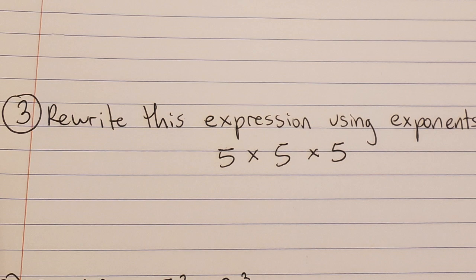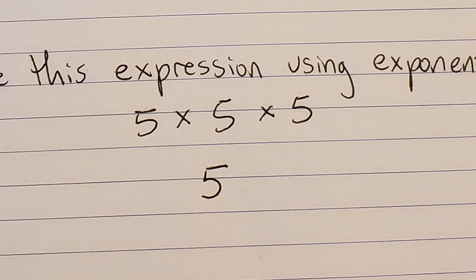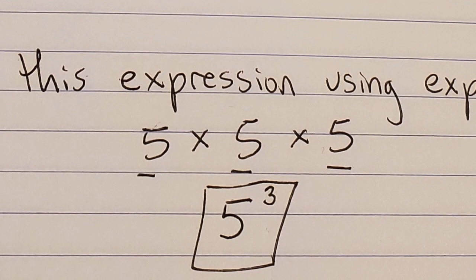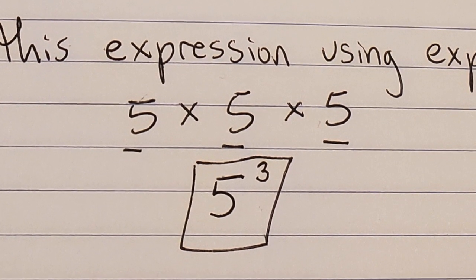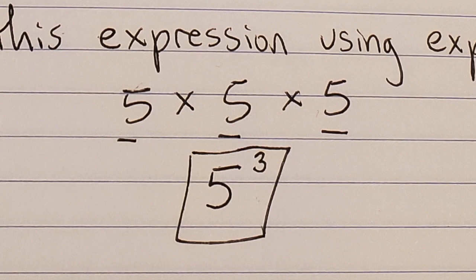Our base number is 5, so we're just going to slap that down there. All right, and then we're going to see how many times we are multiplying by 5. Well, we've got 1 5, 2 5s, 3 5s. So we're going to be multiplying it 3 times. So that means our exponent is going to be 3. So our answer is 5 cubed.